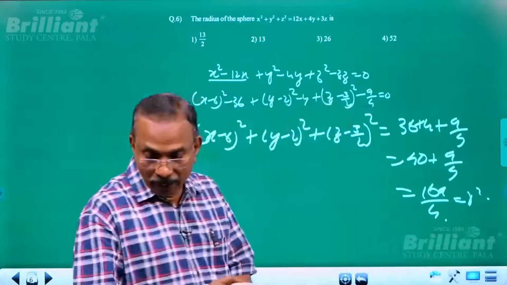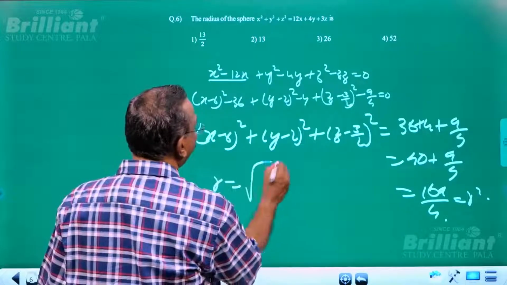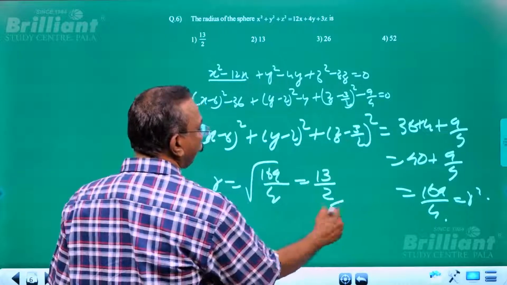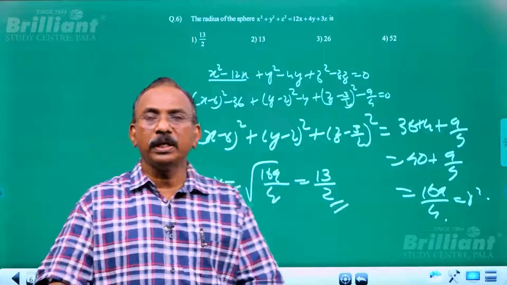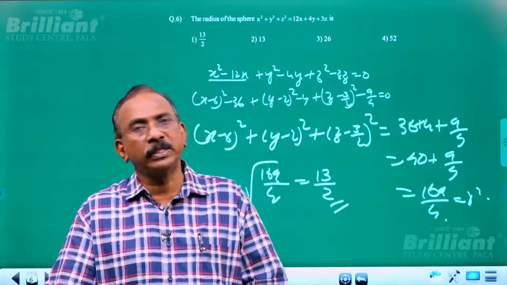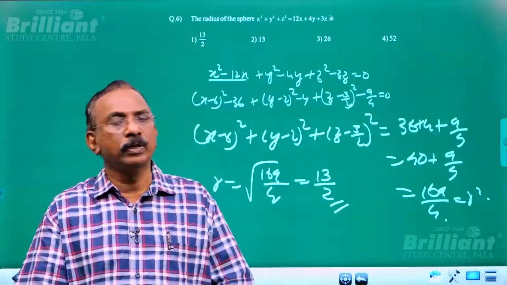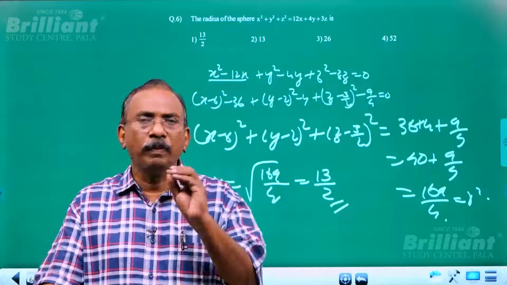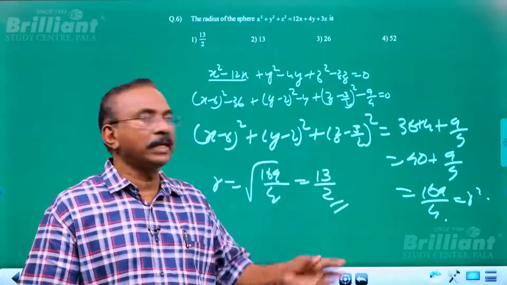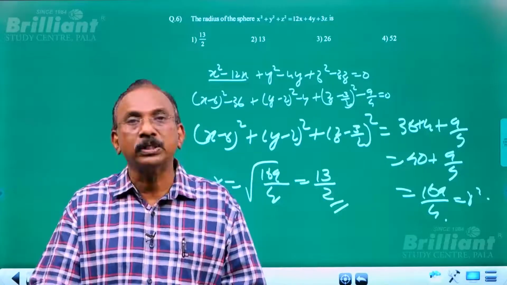Your requirement: what is the radius of the sphere? So r is equal to the root of 169 by 4, which is 13 by 2. So converting to the perfect square form, we finally come back to the equation (x minus x1) whole squared plus (y minus y1) whole squared plus (z minus z1) whole squared is equal to r squared. So you have to find the value of r, and that value of r is exactly 13 by 2 here. Option 1 is the correct answer for question number 6.